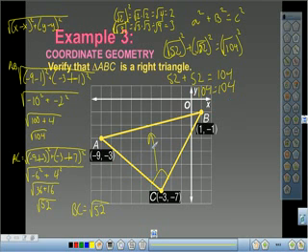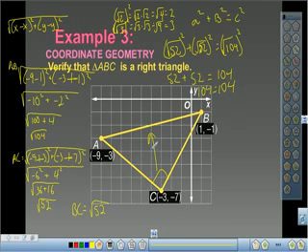Feel confident and know we can do this? What 2 letters do I know? A and C. Could I know B and C? Yes. Does it matter if I know A and C or B and C? No, not at all. So I'm just going to go A squared plus 8 squared equals C squared.